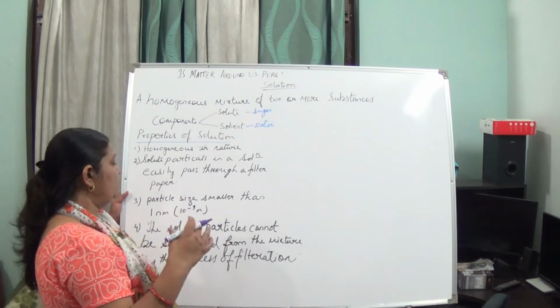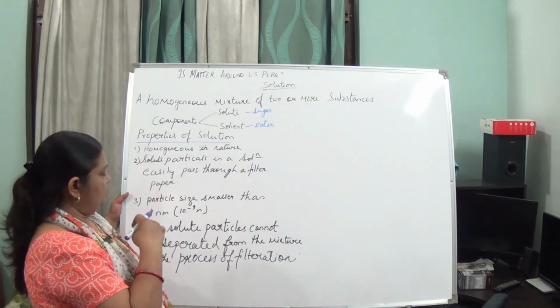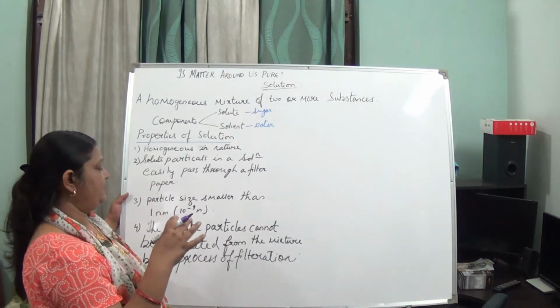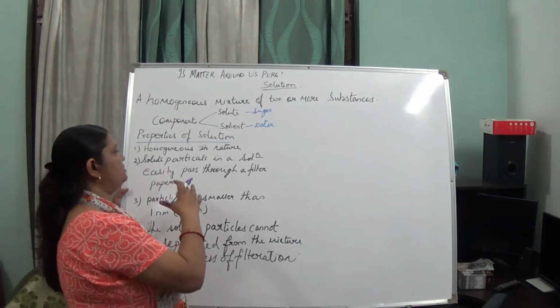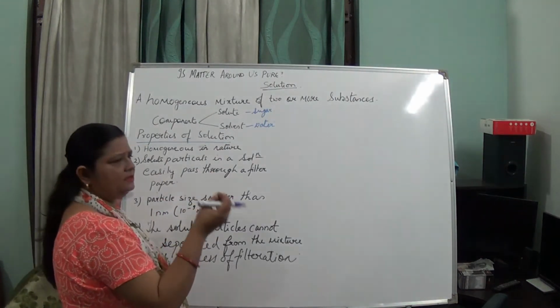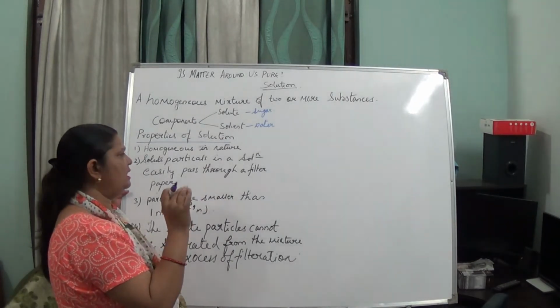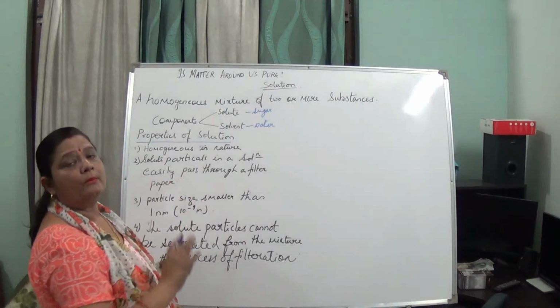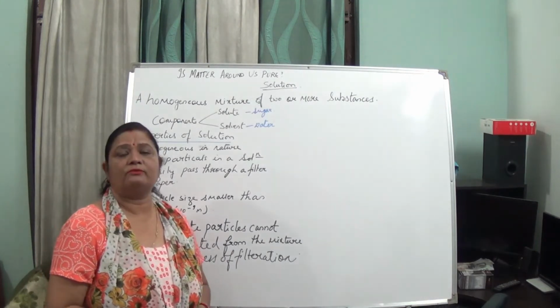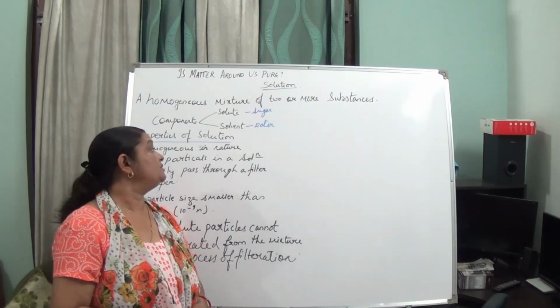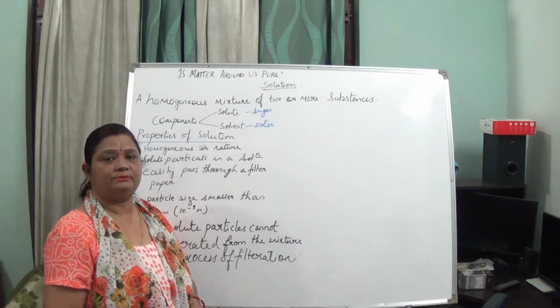Now, these solute particles cannot be separated from the mixture. I told you that all the solute particles of the solution easily pass through the filter paper. They can't be separated by the process of filtration. So these are the properties of a pure solution.